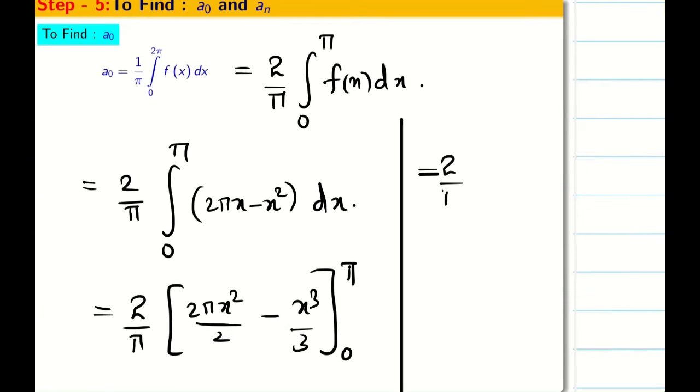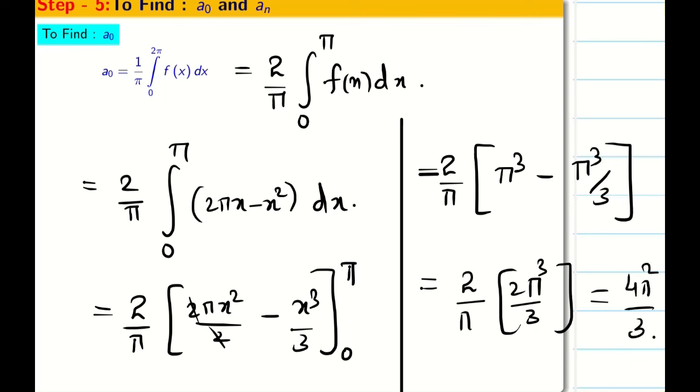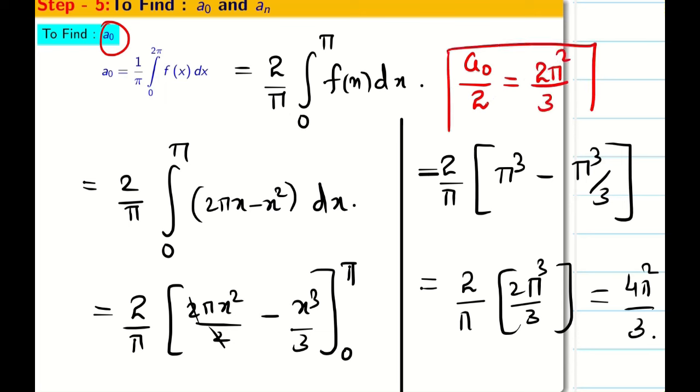Simplifying this, we will get 2 by pi, and the 2 gets cancelled, so it is pi cube minus pi cube by 3. Taking LCM, we get 2 by pi into 2 pi cube by 3. So it is going to be 4 pi square by 3. My a0 is 4 pi square by 3. I don't bother much about a0 because I am going to substitute a0 by 2 in the formula. So my a0 by 2 is 2 pi square divided by 3.